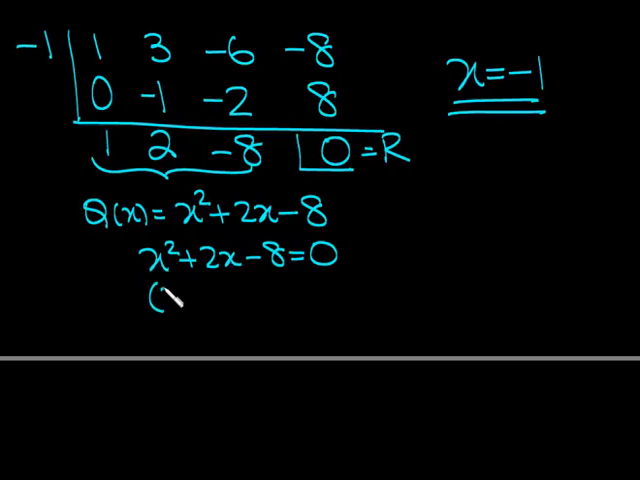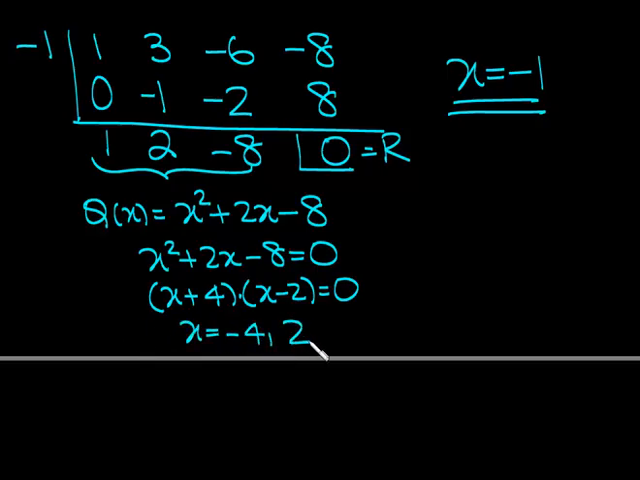In this case, I can factor, so I get x plus 4, and we get x minus 2 is equal to 0. So this product is 0. One of them has to be 0. So we get x is negative 4 and 2. So my zeros for this problem are x is equal to minus 1, negative 4, and 2.